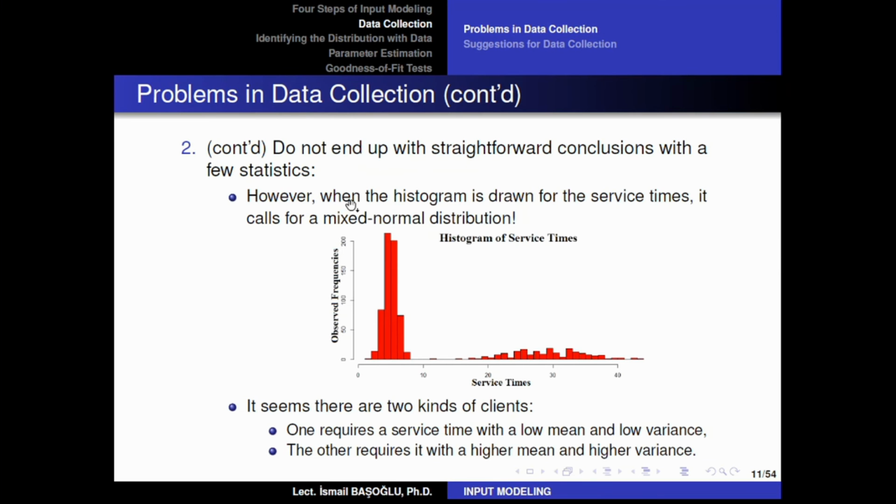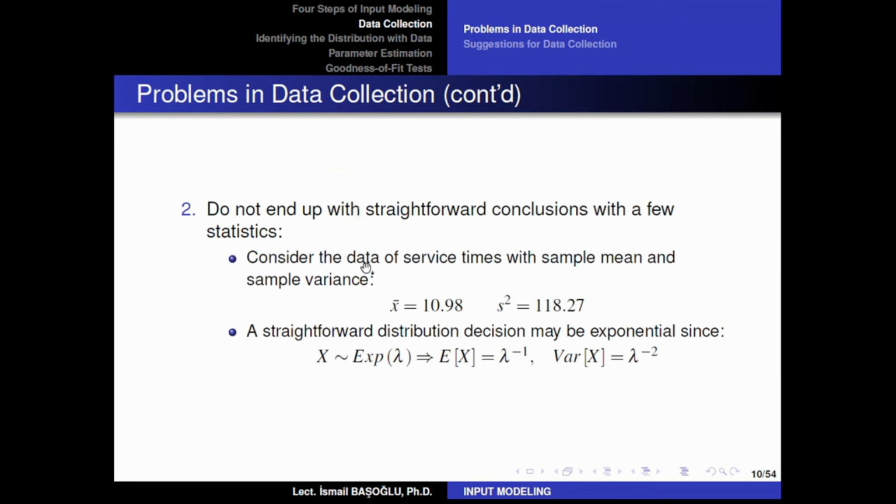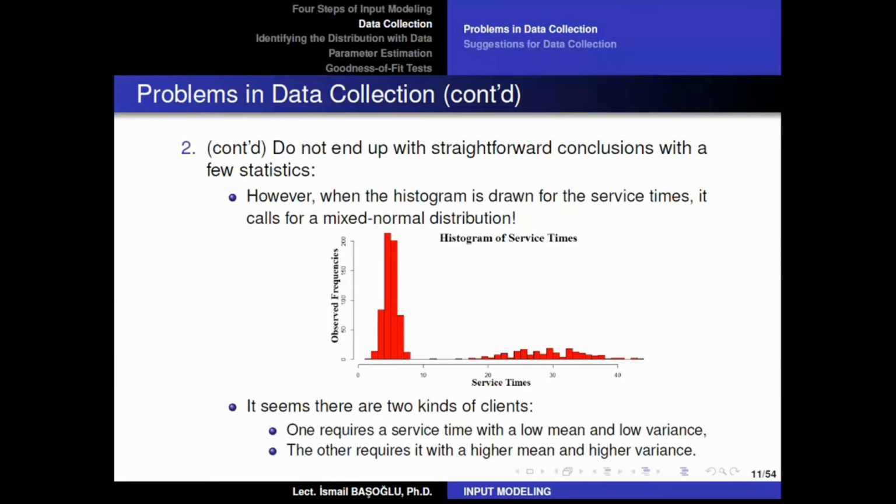So remember now, this data comes from service times. An exponential distribution usually is not a good candidate for modeling service times. Rather, a normal distribution is a better one. And then when you analyze the system further, you realize that there are two kinds of clients. One requires a service time with a low mean and a low variance, and the other requires a higher mean and a higher variance.